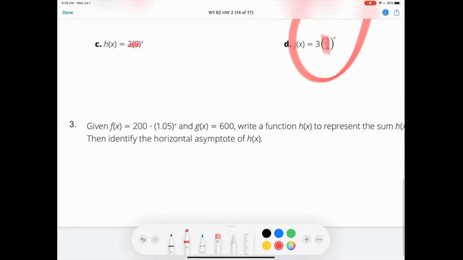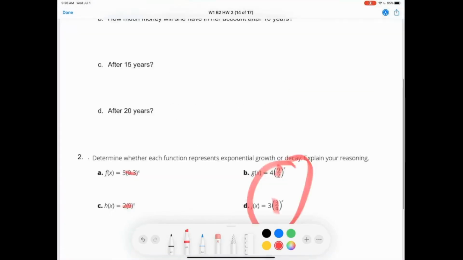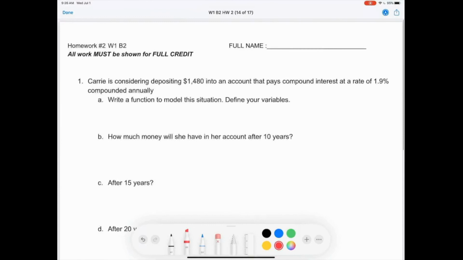And then for the last one, it talks about someone saving money in a bank and then saving money under their mattress at home. And then it's asking you to write a function that models their total amount of money. And then it wants you to use that to find their horizontal asymptote. So it's essentially what we did together in class. Do you guys have any questions on anything, whether it's the homework, the lesson, anything at all?